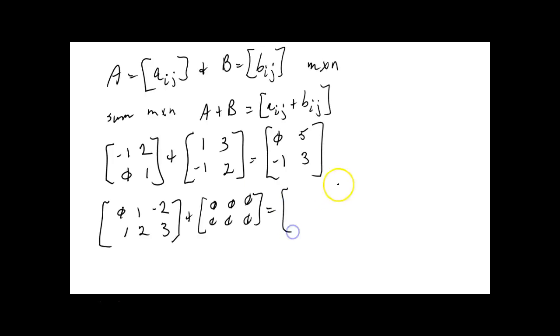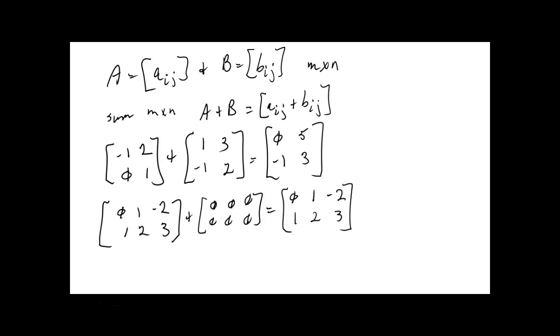Can you add those two matrices together? What do you get? 0, 1, -2, 1, 2, 3. Perfect. Now what do you notice there? Okay, first, you can add them because they're exactly the same size. They're both what size? 2 by 3, exactly, okay? So you can add them, okay?